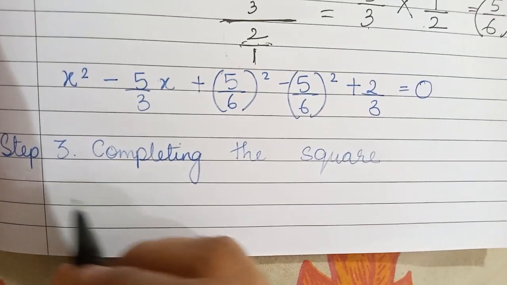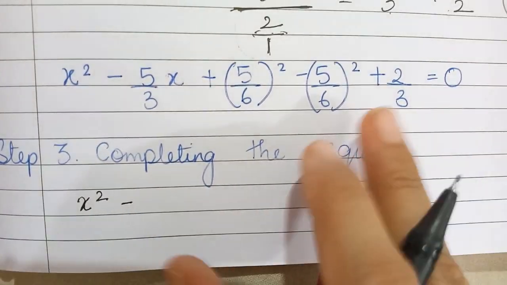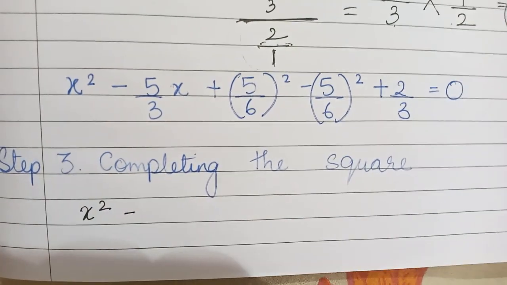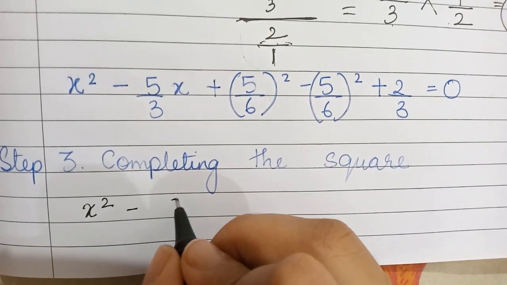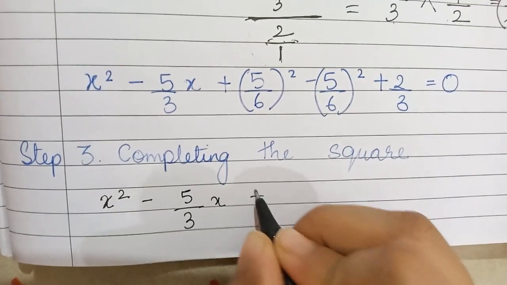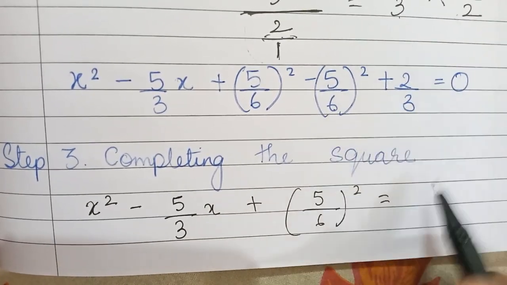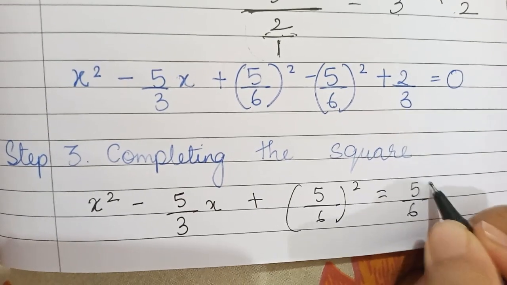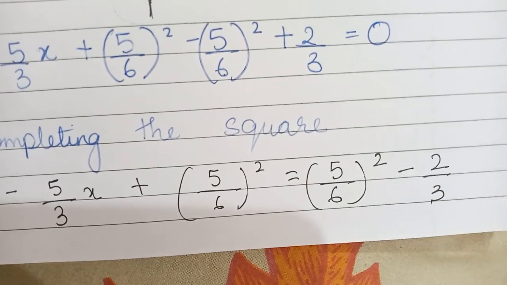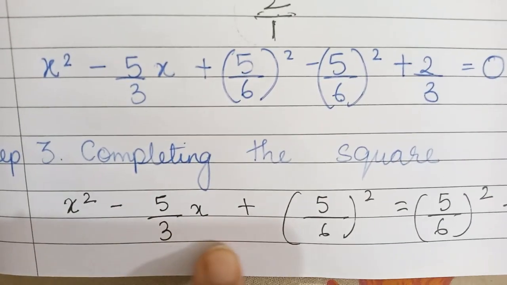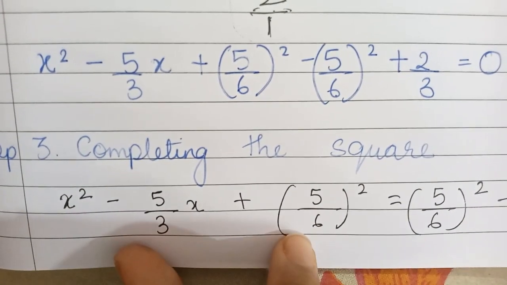So we are going to transpose both these constants to the RHS. So x² − (5/3)x + (5/6)² equals, now when we transpose this term, this will become positive and this will become negative, −2/3. So over here you can see a quadratic equation is forming. So with this we are going to solve our final equation.